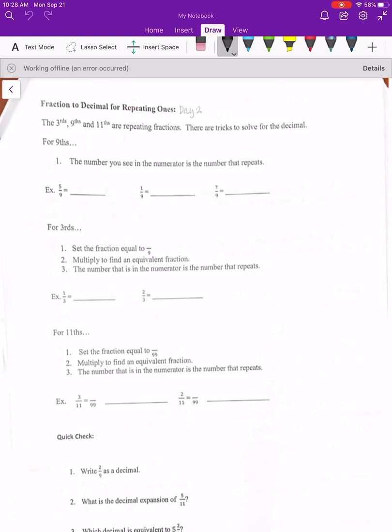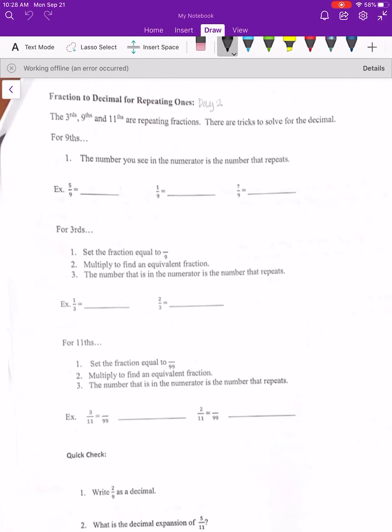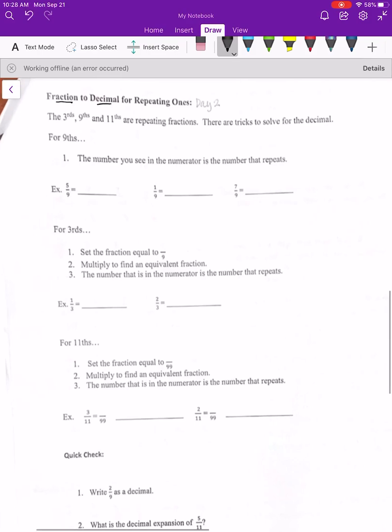All right, so we are still in lesson 1-3, repeating decimals. This is day 2. This time we're going to go from a fraction to a decimal. So yesterday we went from a decimal to a fraction, so now we're going the opposite direction. And we're going to concentrate on the repeating decimals again, or the repeating fractions.